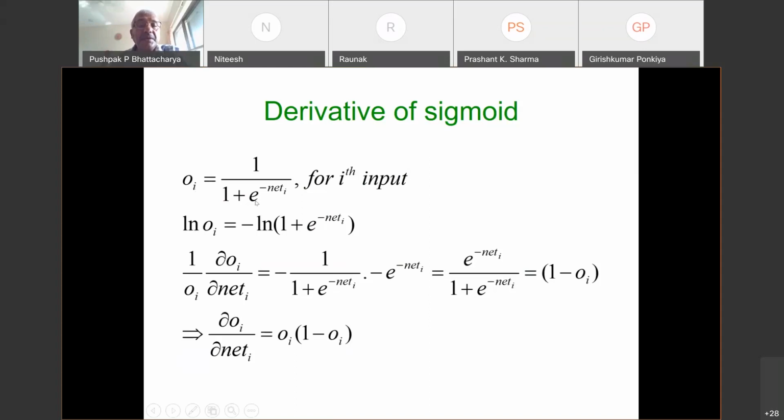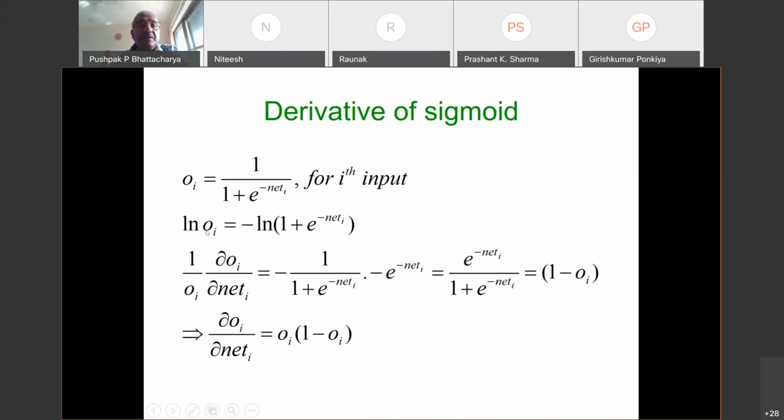O_i equal to 1 by 1 plus e to the power minus net_i is the output for the ith input. If I take log on both sides, then I have ln O_i equal to minus ln of 1 plus e to the power minus net_i. From here, we apply the partial derivative, and the partial derivative is going to be our main technique, main concept as we go forward now.